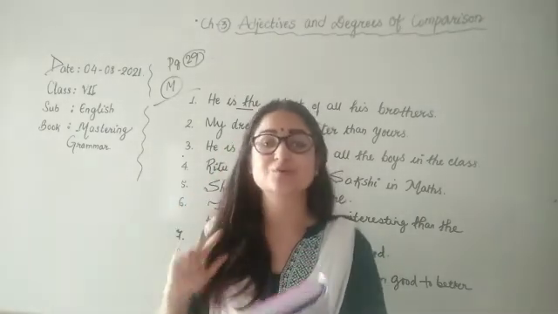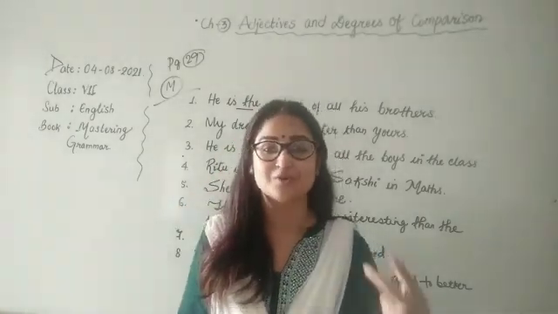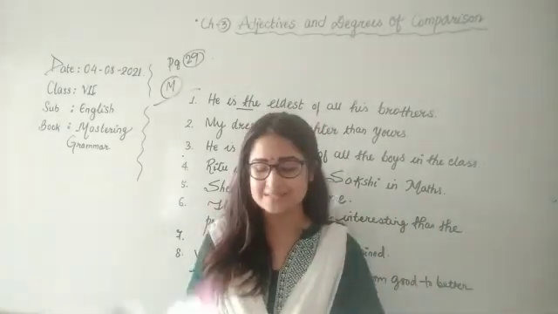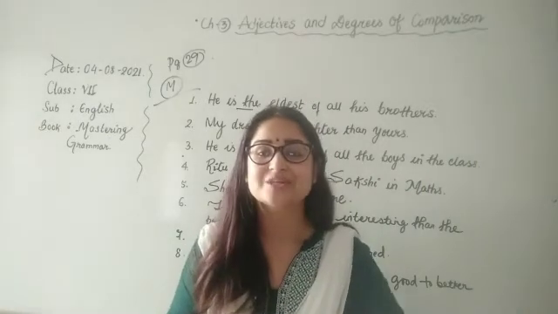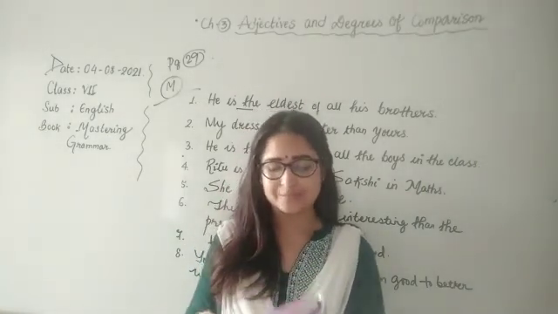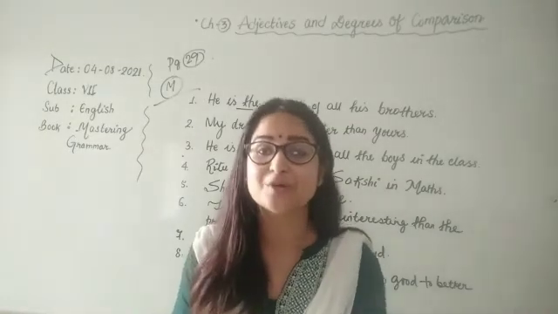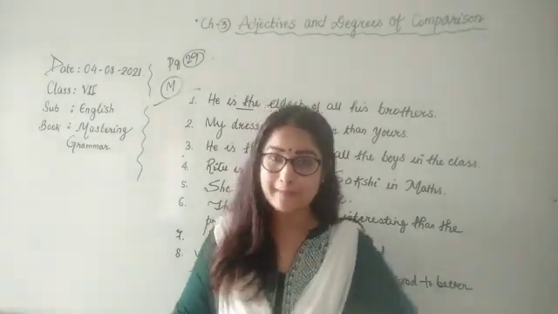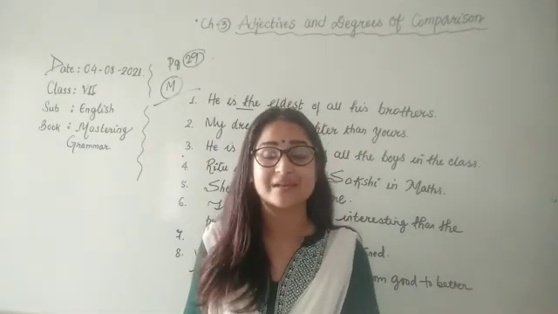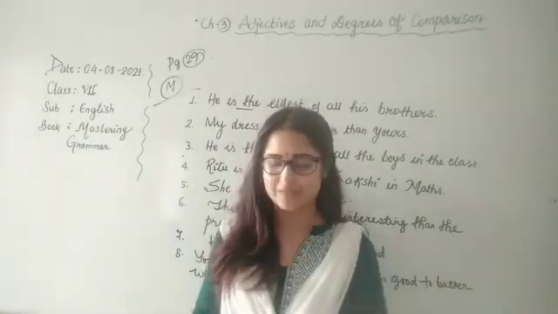Then we have adjectives of quantity. I told you that they are used for uncountable nouns and not the countable ones. They answer your question how much. Adjectives of number answer your question how many. They are not used with uncountable nouns; in fact, they are used with countable nouns.